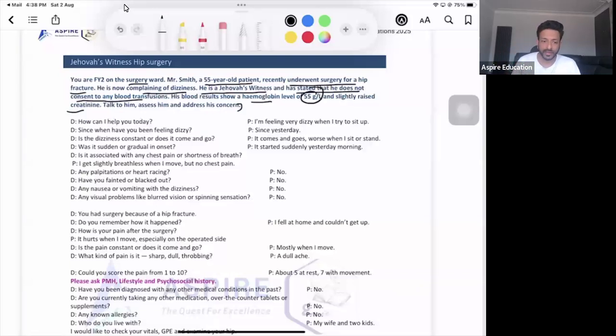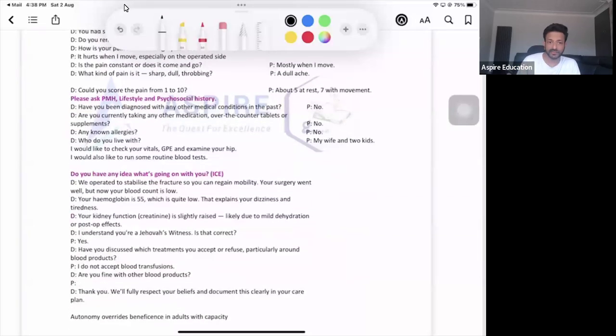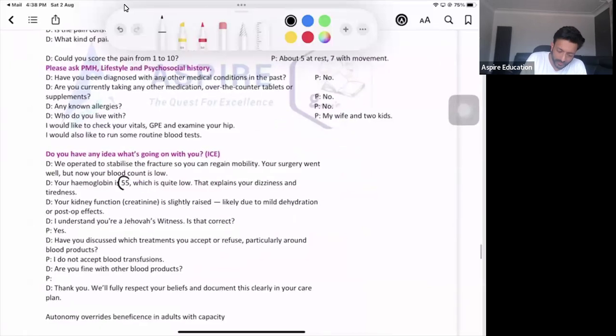And then quick past personal history you will be able to take, and then you will explain it to the patient that we did the surgery for your fracture, and now we did some blood tests, and what we found is that your hemoglobin is low and the creatinine is a bit on the higher side. That's your kidney function test, right? And I understood from the notes that you are a Jehovah's Witness as well.